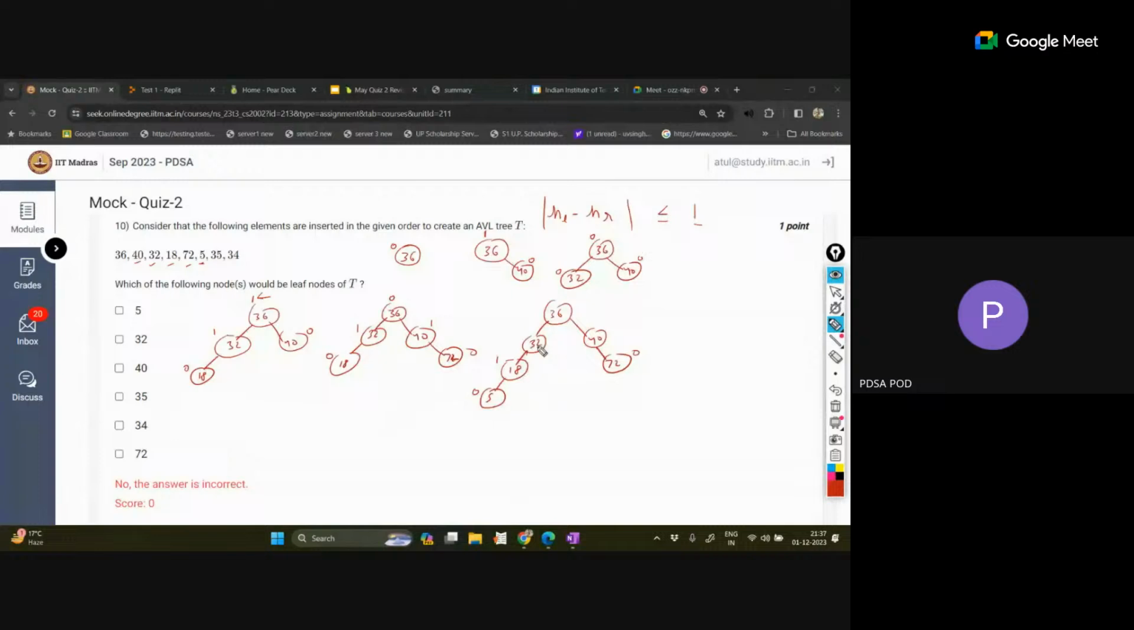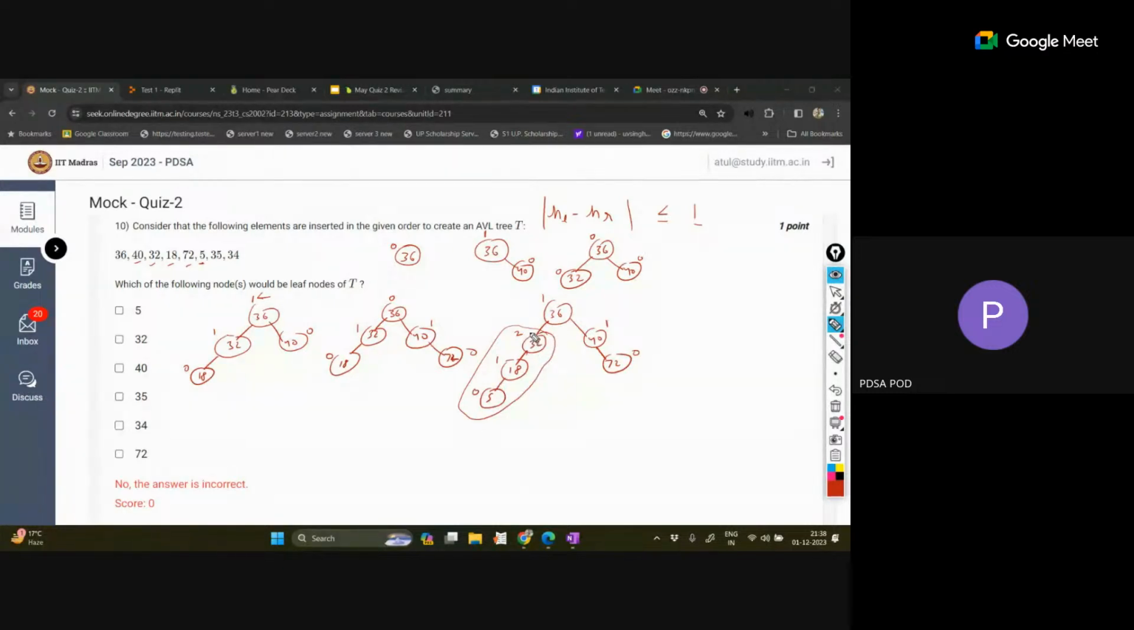What is the balance factor for 32? So 2 minus 0, this is 2. And for 36, 3 minus 2, which is 1. And what is the 40? This is 0 minus 1, so 1. So here you can see that we are getting a balance factor greater than 1 on this 32. That means we need to balance this part.